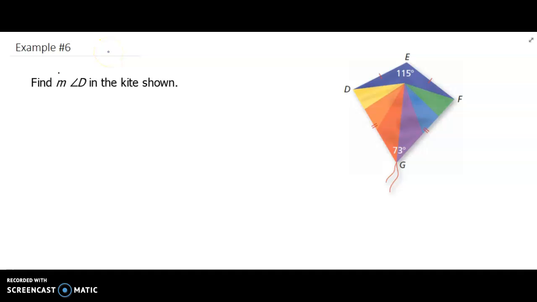All right, so let's look at example 6. Okay, it says find angle D. So I'm going to think of this as two congruent triangles. Okay, so if these are congruent, then that means angle D and angle F have to be congruent as well. Well, I know in all quadrilaterals, all interior angles add to 360. So I can say 115 plus G plus, we can call it X and X. X plus X equals 360.